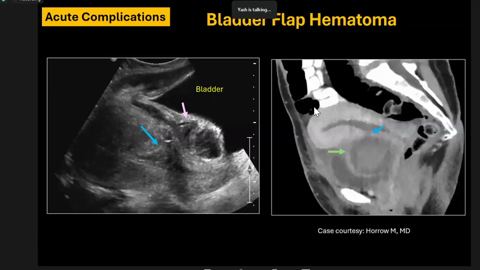Now let's talk about bladder flap hematoma on imaging. So that's the bladder, that's the uterus, scar site. So the hematoma between bladder and uterus is the bladder flap hematoma. Another patient: this is the hematoma between the uterus and bladder, a bladder flap hematoma.